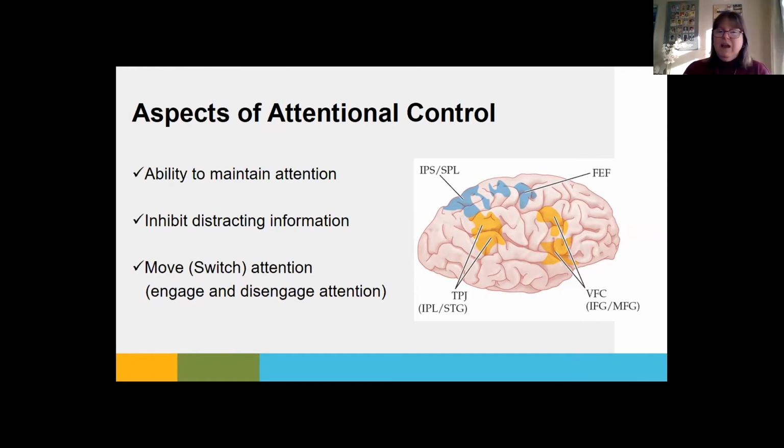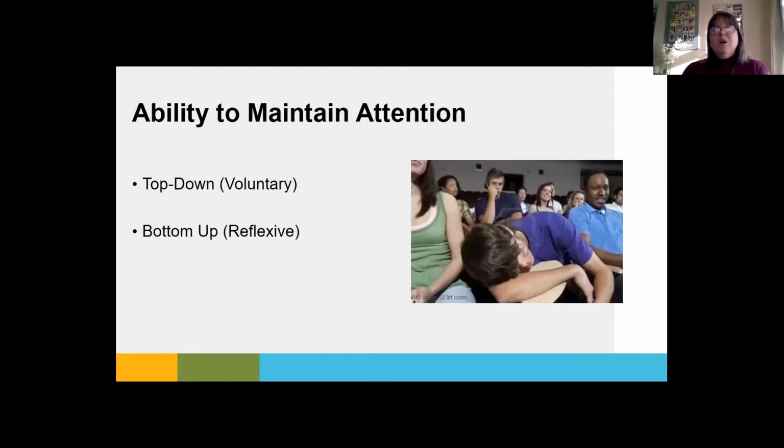So then it becomes important to break attention down into these smaller types of tasks and try to see, well, is there a specific part of the brain that's important for concentration, for focused attention, versus a part of the brain that's good at switching between different tasks very quickly. And what we learned, if we take the ability to maintain attention, for example, is that there's two ways of doing this. So there's what's called the top-down or the voluntary way of maintaining our attention.